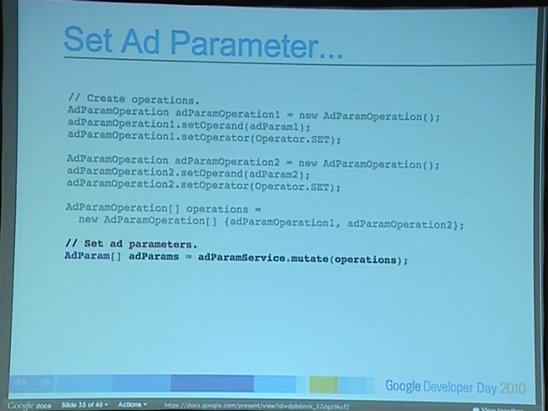All the new services work this way, except the V13 services that are older. They don't have the mutate and the operations. They work in a different way. They have direct calls to create.